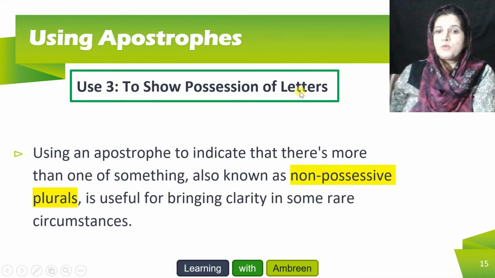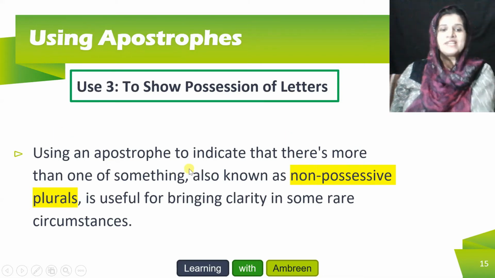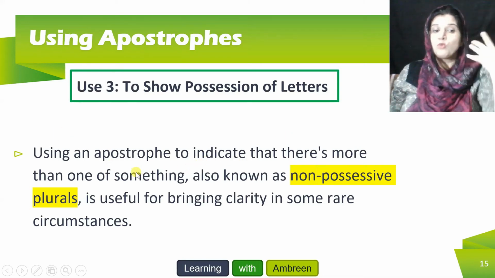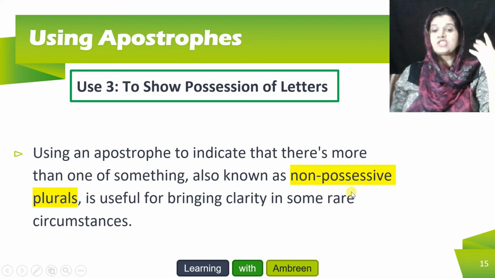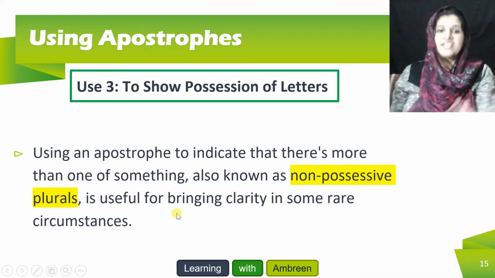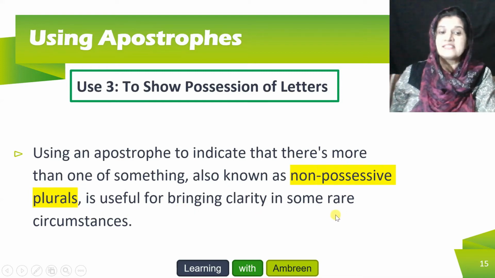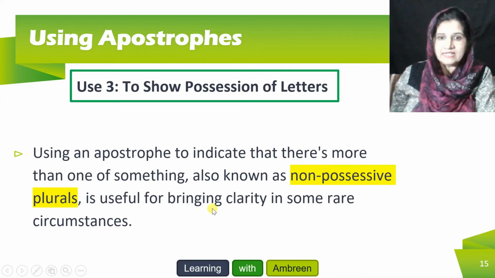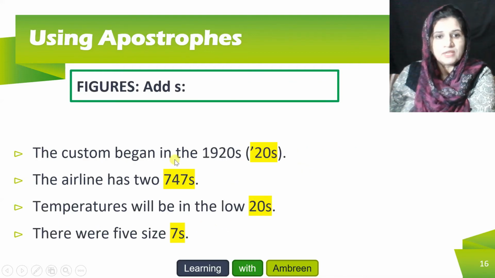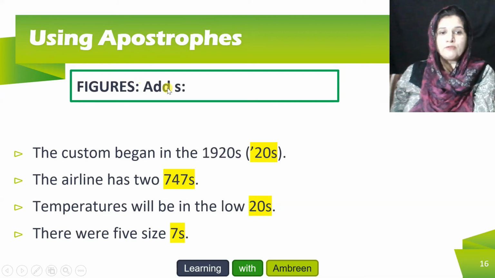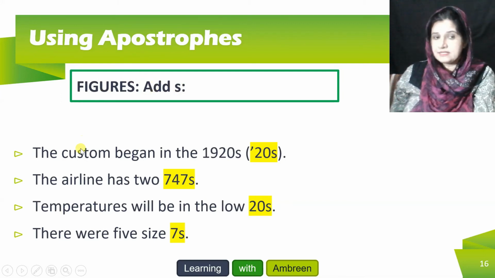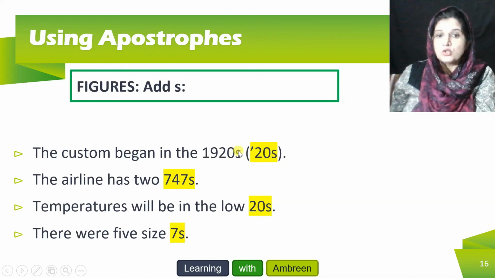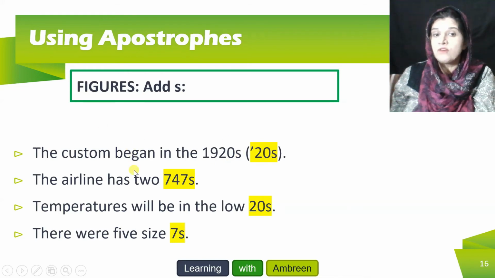Use apostrophes to show possession of letters. Using an apostrophe to indicate that there is more than one of something, also known as non-possessive plurals, is useful for bringing clarity in some rare circumstances, right? So how would we do it? Here you can see how we can give the plural of figures. The custom began in the 1920s. So here by adding s with 20, it is showing the whole decade of the 20s.